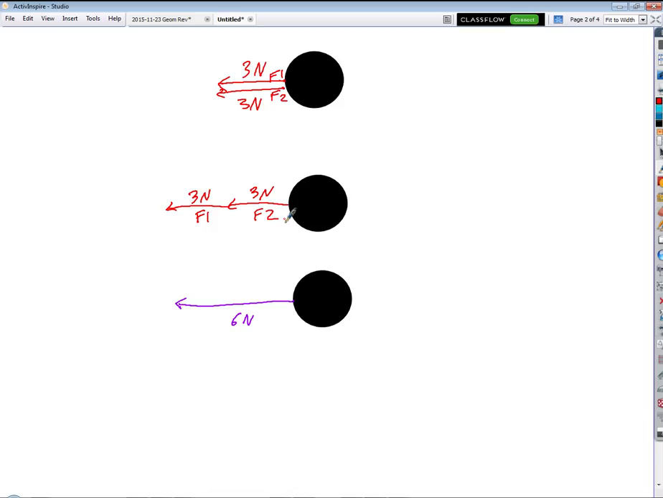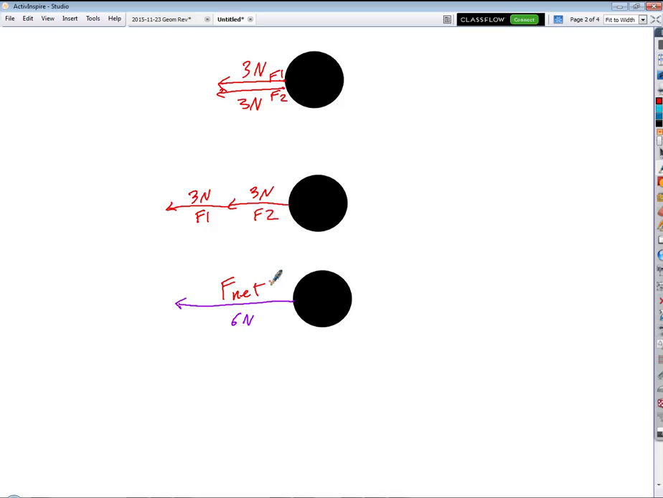I would call it the net force. That's a great word for it. Think what the word net means. When your parents talk about their net income, what are they talking about? Is it all the money they make?